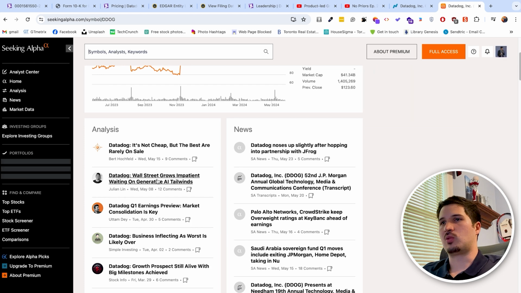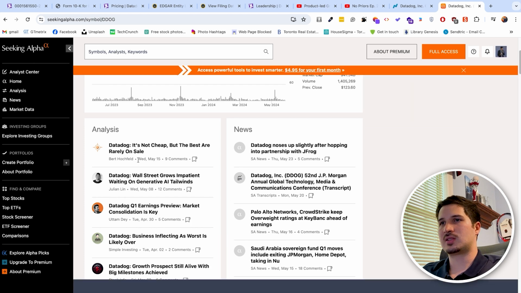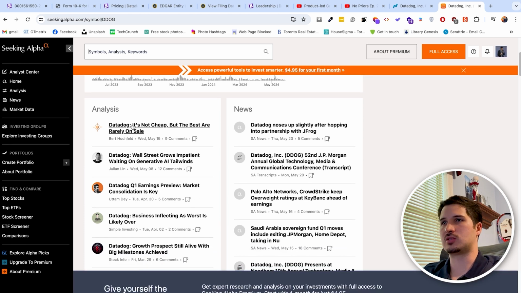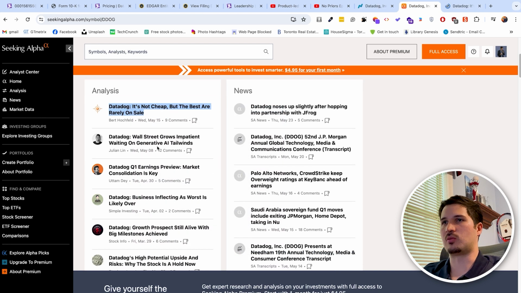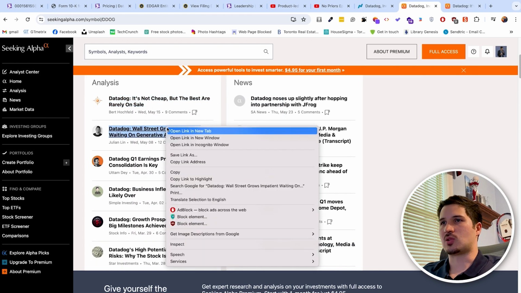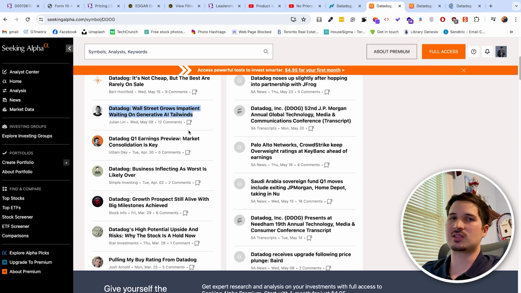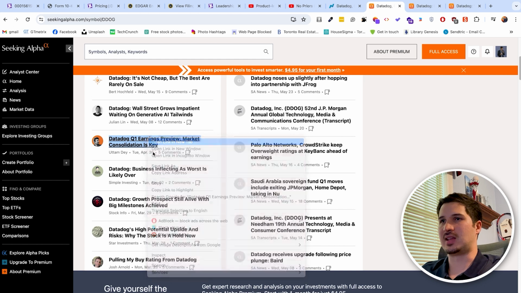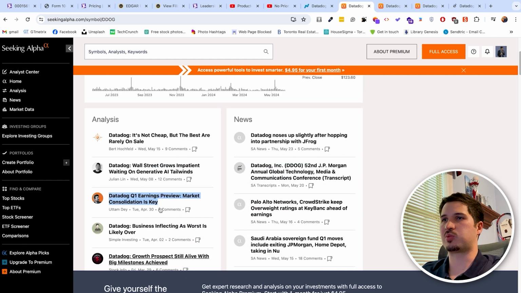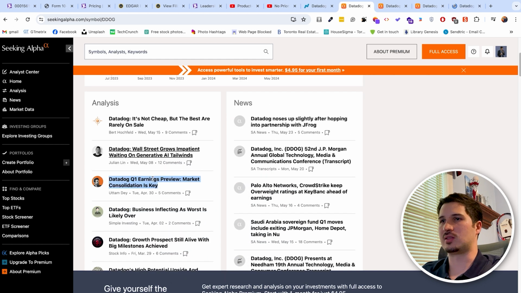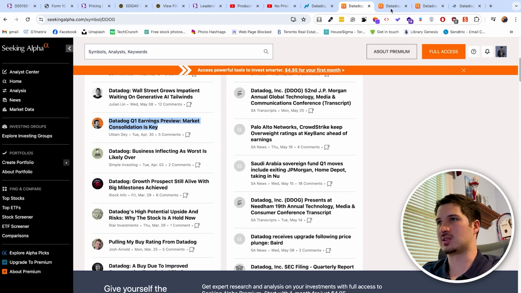And then right here we go into analysis. Here we go. It's not cheap, but the best are rarely on sale. So I think a lot of the price hype is built on generative AI and new technologies like that. So I don't know if it's the best time to invest in the company right now. One thing to look at is the date of the analysis. If you look at April, it's very different than now, right? This is why I like to look at the latest analysis.